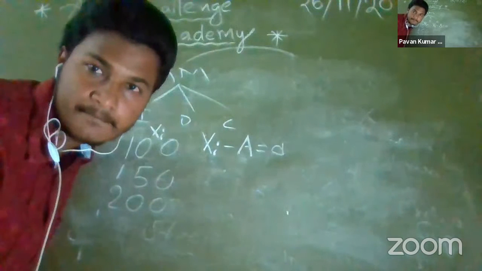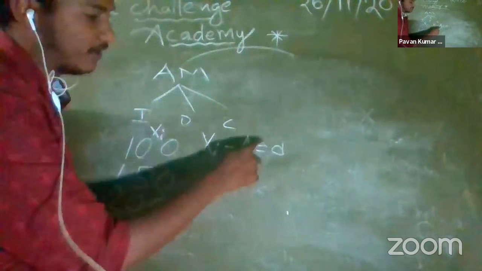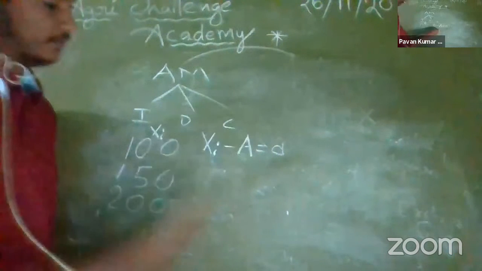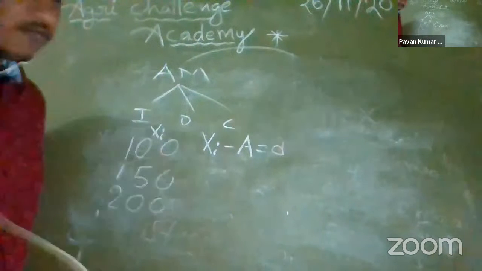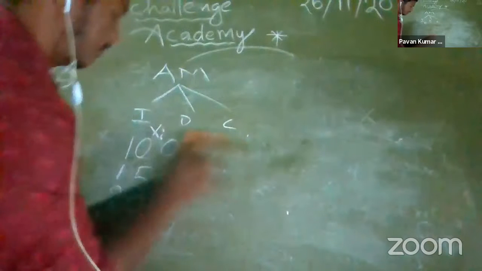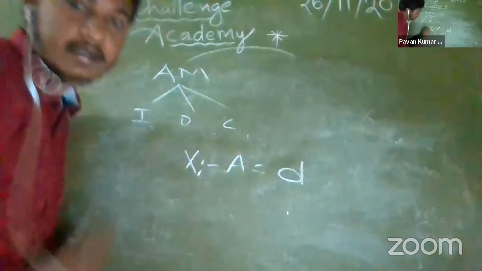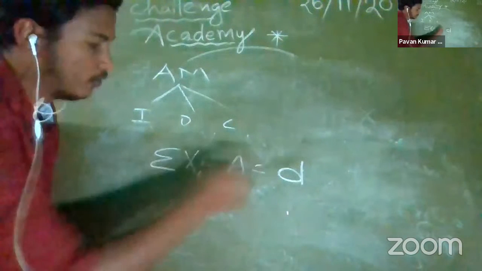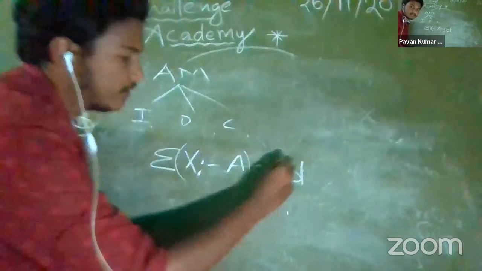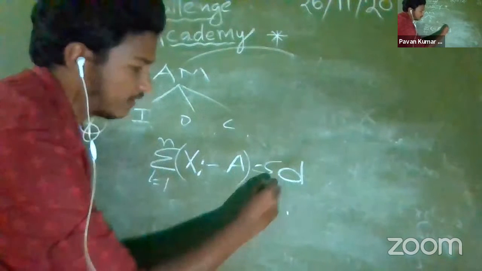Xi minus a, some constant value. This constant is equal to d. Okay, now we will find the formula. Now I am going to find the mean formula in deviation form. What we are doing is xi minus a equals d. Now take summation on both sides, with i equals 1 to n here and here also.